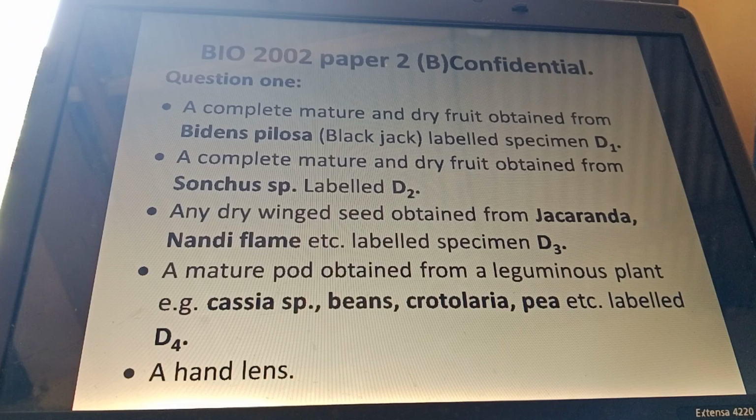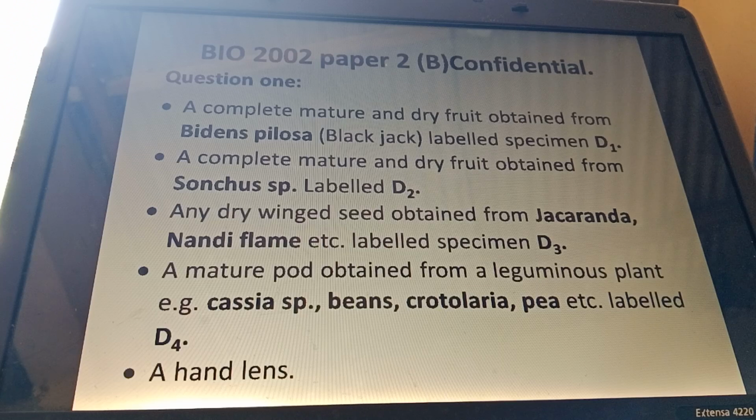Still in my continuation with the biology practical papers, I've decided to start with what was required, the requirements for biology practical, or paper 2, in 2002.